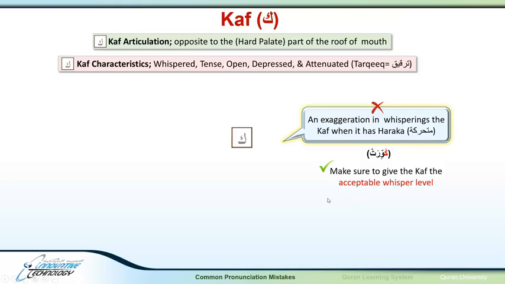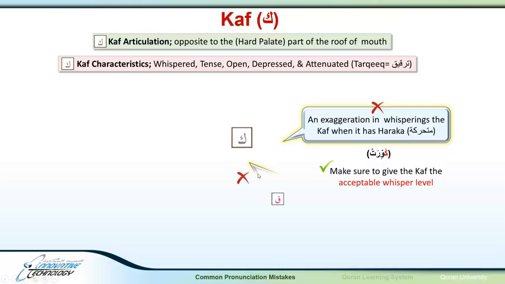And this is not right. The right way of pronouncing it is to make it less whispered and less exaggerated, like what you're going to hear now. كورت. Kuwirat, without an extension of the ku. So make sure to give the kaf the acceptable whisper level.